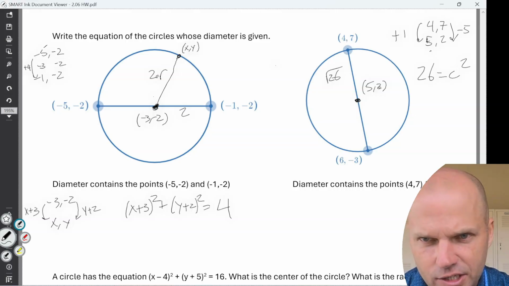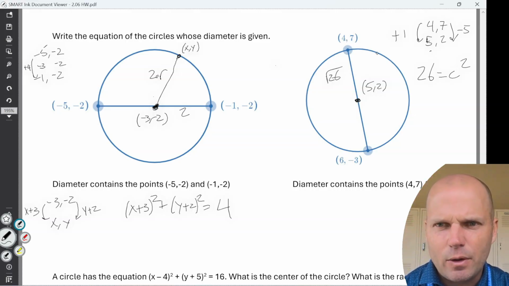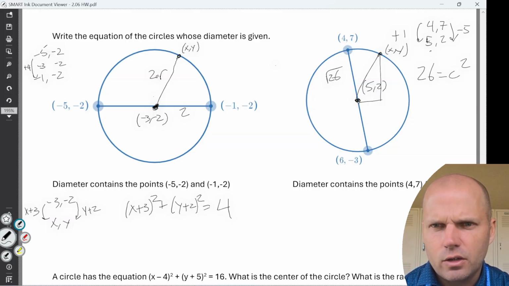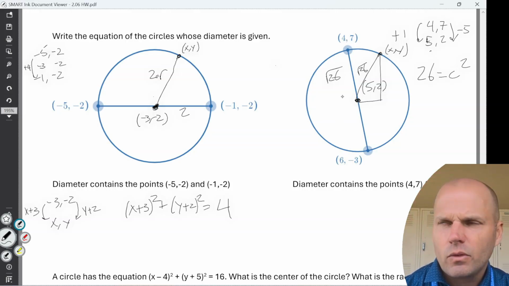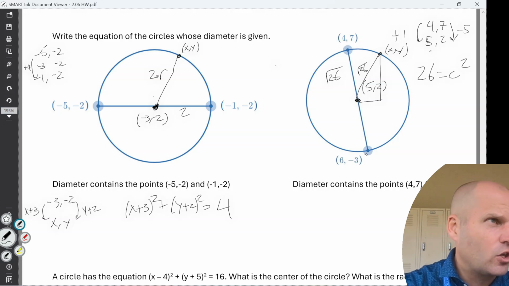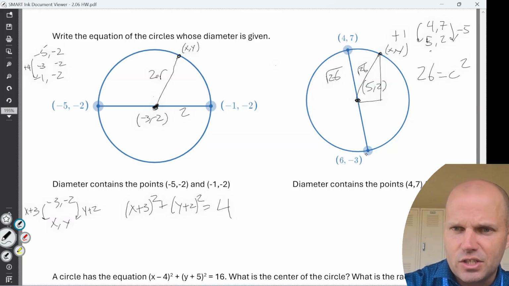Great. Now we have our center. Now we have our radius. Now we break out our hypothetical xy, or we use our triangle with 5, 2, xy, and root 26, which can't be simplified. But if it could, I actually don't really want to, because the equation of a circle involves c squared.